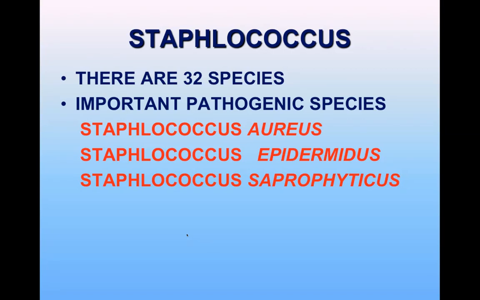As I said, there are 32 species of Staph. Important species are Staph aureus, and then we have Staph epidermidis and Staph saprophyticus. Staph aureus is going to produce toxin mediated diseases, and it also produces pyogenic diseases, whereas epidermidis and saprophyticus are also of medical importance, as epidermidis is basically going to produce infections which are hospital acquired, and saprophyticus is going to produce community acquired infection and is now considered one of the very important urinary tract infection causing pathogens.